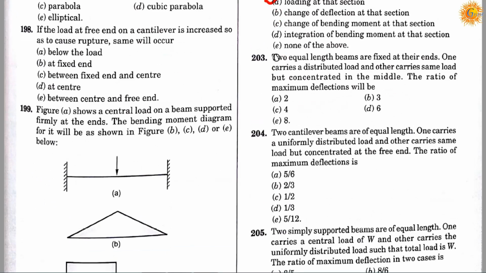Question number 203. Two equal length beams are fixed at their ends. One carries a distributed load and other carries same load but concentrated in the middle. The ratio of maximum deflection will be option A is 2, option B is 3, option C is 4, option D is 6, and option E is 8. Correct answer is A. It will be 2.